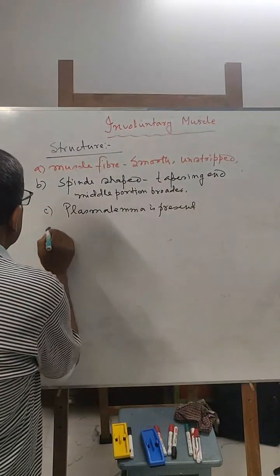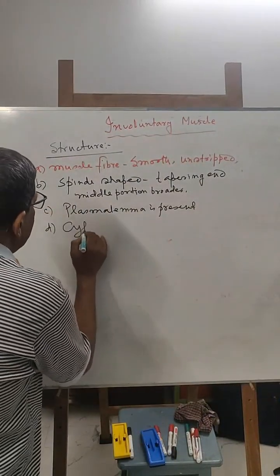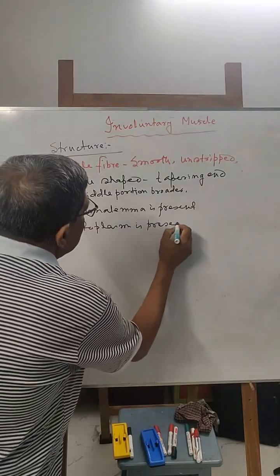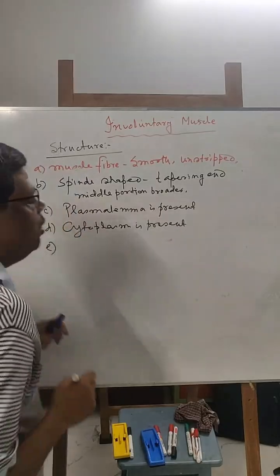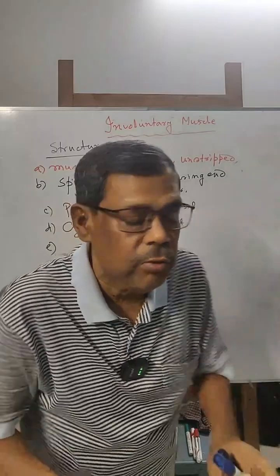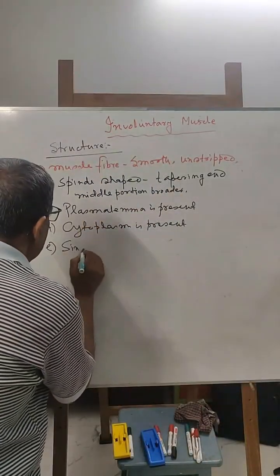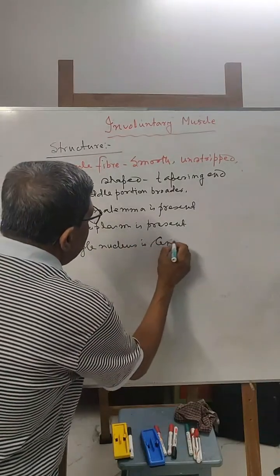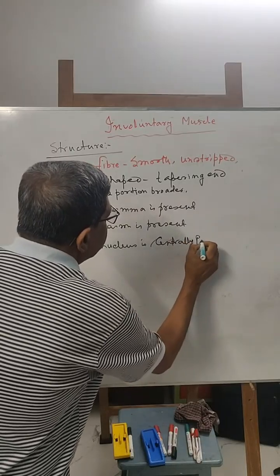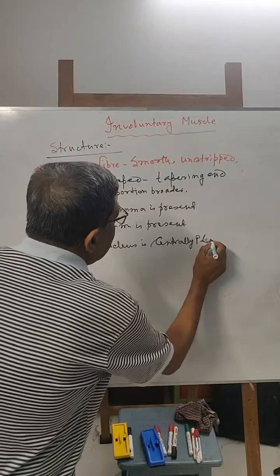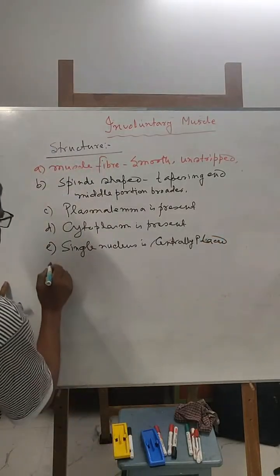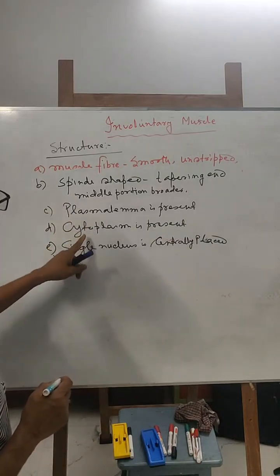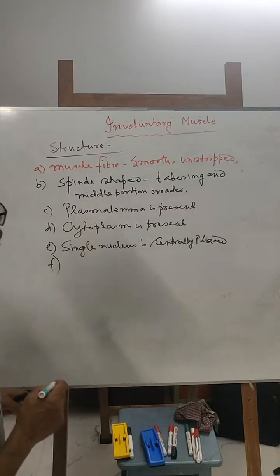D: Cytoplasm is present. E: Within the cytoplasm, there is a single nucleus, which is centrally placed. F: Spindle shaped, with plasmalemma, cytoplasm, and a single centrally placed nucleus.